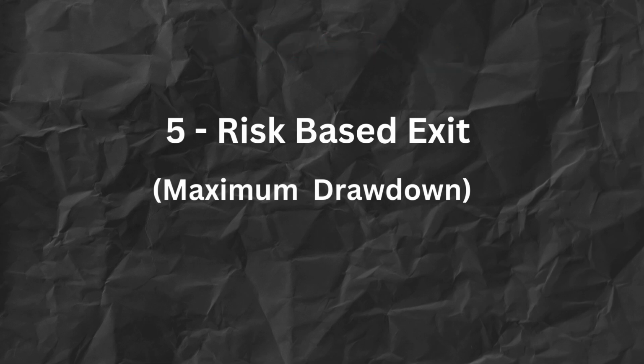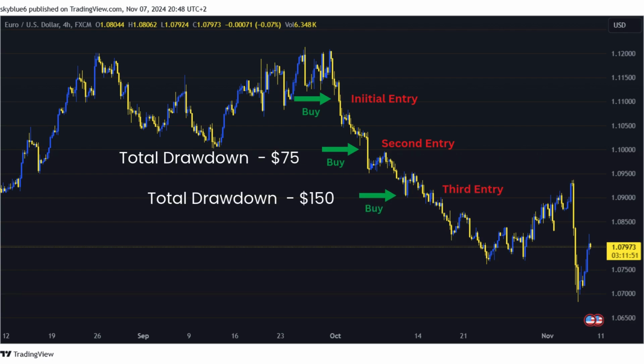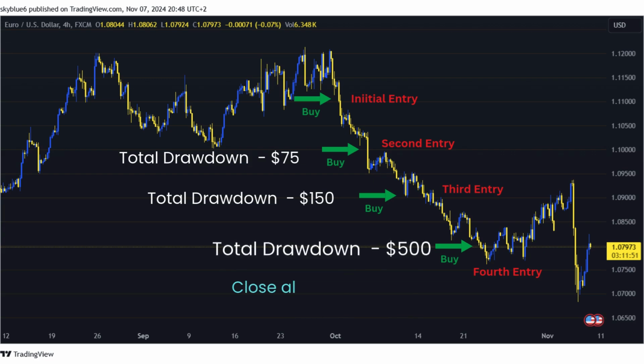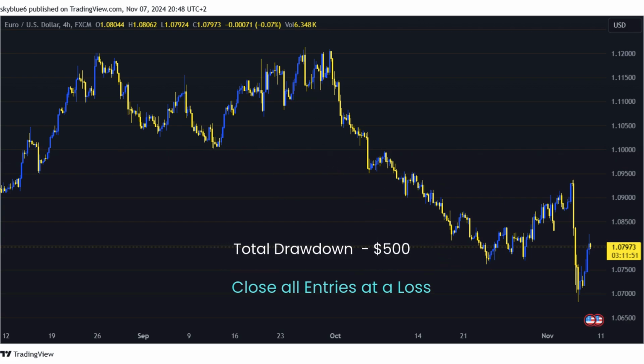Maximum drawdown. This is when you set a maximum drawdown limit for your DCA trades. If the cumulative losses reach this level, you exit all positions at a loss. You can either exit if cumulative losses exceed a set dollar amount, for example $500, or you can exit if drawdown reaches a specific percentage of your account balance, for example 5%. This approach is best for traders who want strict loss controls and to be protected against prolonged downturns.